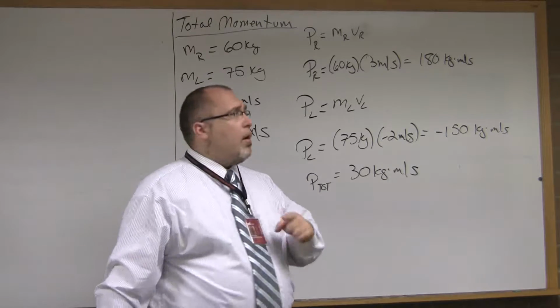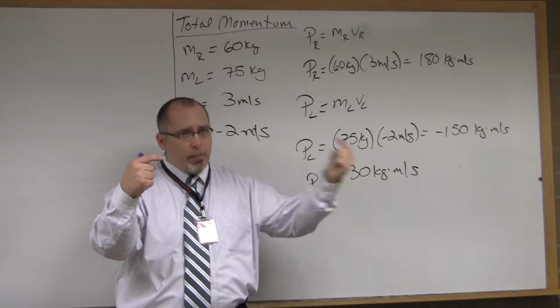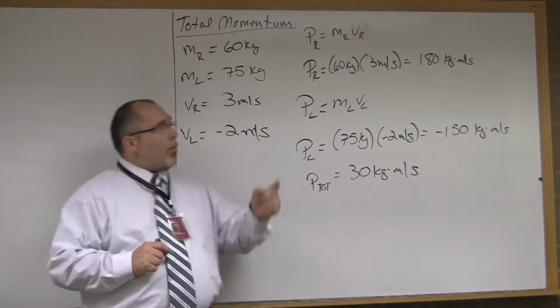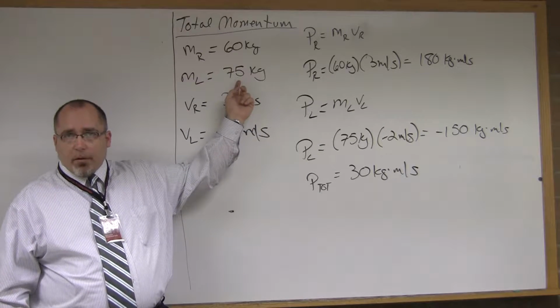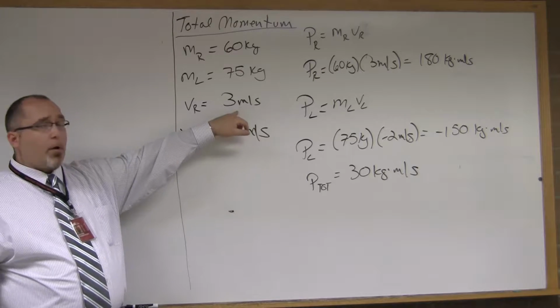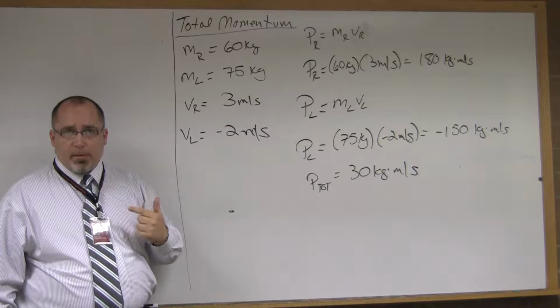For example, say we had two football players, a running back and a linebacker, running at each other. The running back had a mass of 60 kilograms, the linebacker had a mass of 75 kilograms. The running back is running upfield at 3 meters per second, the linebacker is running downfield at 2 meters per second.